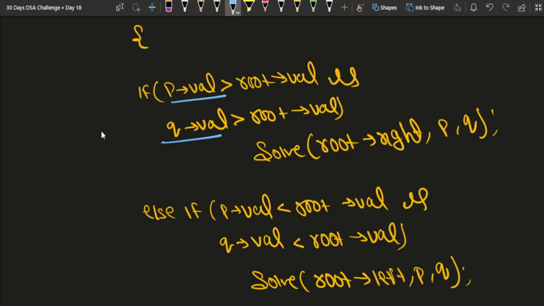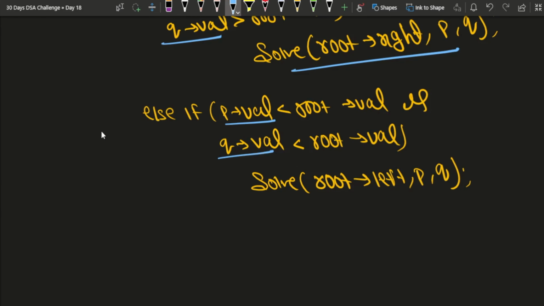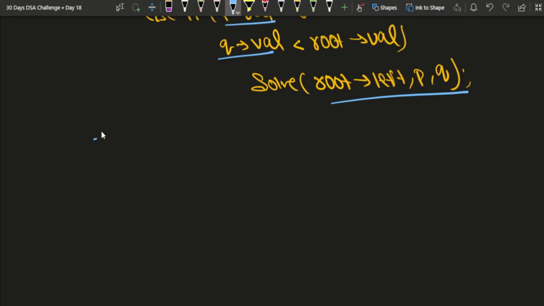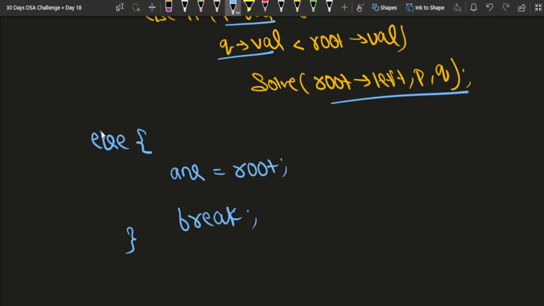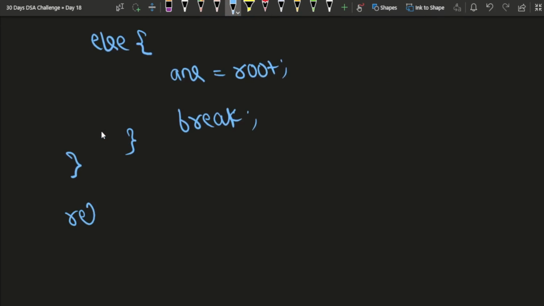See, if the values of P and Q are greater than our root value, we will go to the right part of the tree. And if the values of P and Q are both lesser than my root value, then I'll go to the left part of the tree. But if both the conditions are not satisfied, it means that one node is in the left and one node is in the right. Whenever we encounter this type of situation, it means that the current node where I'm standing is my lowest common ancestor. So I'll put my current node, my root, into my answer and then break out of this particular while loop, and at the end, I will return my answer.